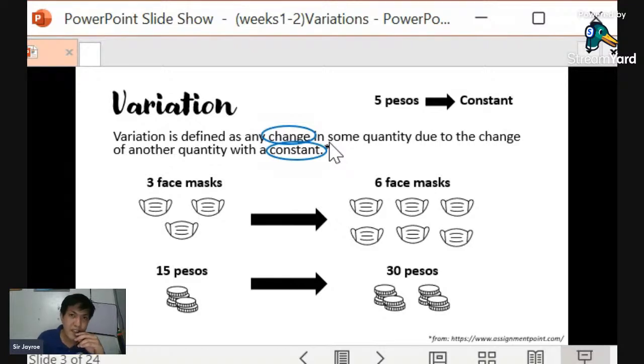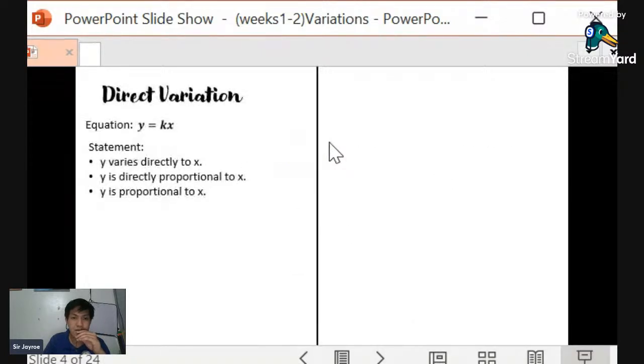So that is only one example of variation. Marami pang pwedeng pag-applyan ng variation. Okay? So I hope you understand already. Kahit bahagya lang yung variation, ang mahalaga dyan ay you get already the gist or the overview or the main point of variation. So let's proceed.